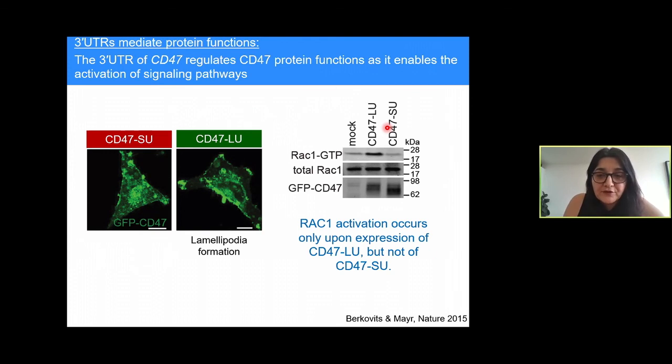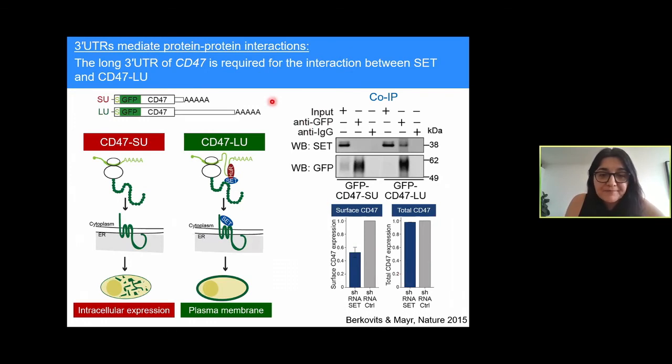So then we, of course, wondered, how is this functional difference achieved? As I said, the only difference is the UTR. So then we observed that there is an RNA binding protein called UR that can only bind to the long 3' UTR, but not to the short 3' UTR. UR then is able to recruit an effector protein called SET, and recruitment of SET to the site of translation is required for the interaction between SET and CD47. Here, in the case of the short UTR, SET is not recruited to the site of translation, which then does not allow SET to interact with CD47 protein.